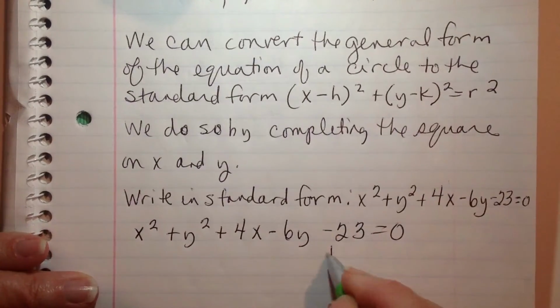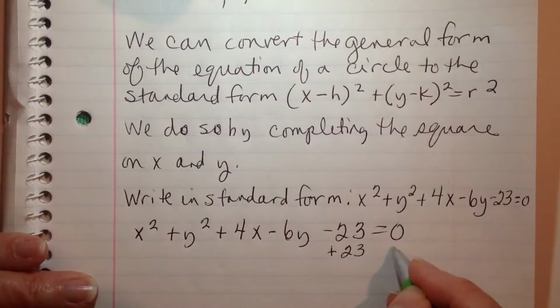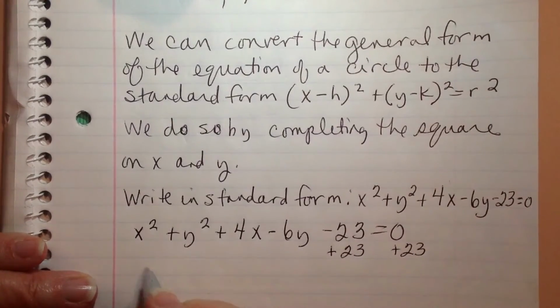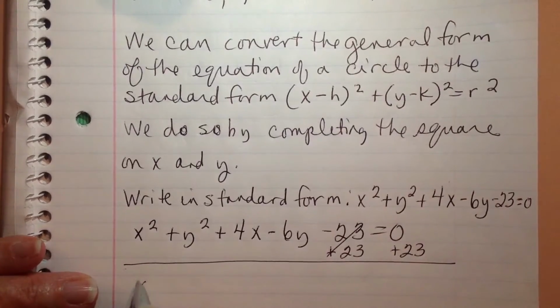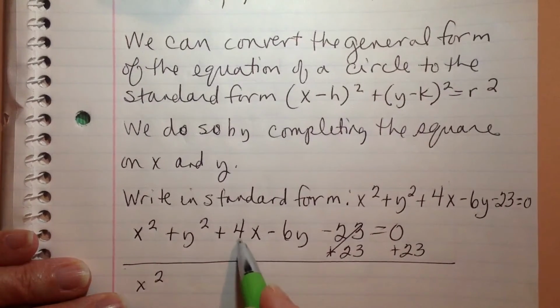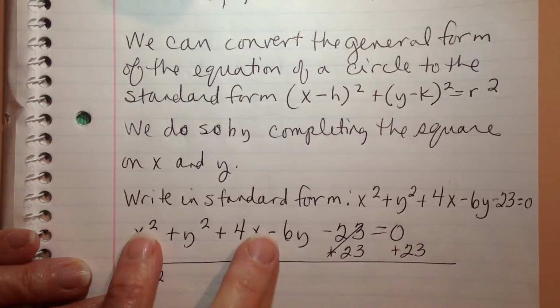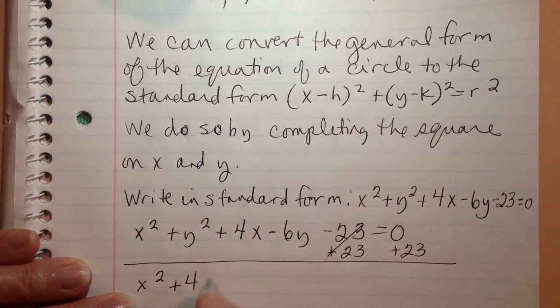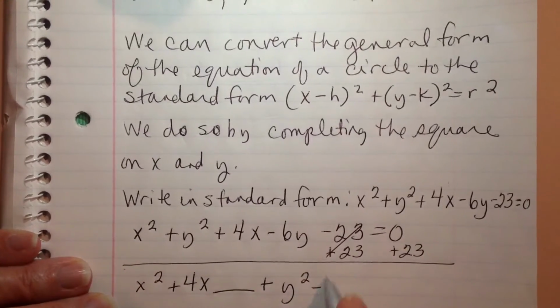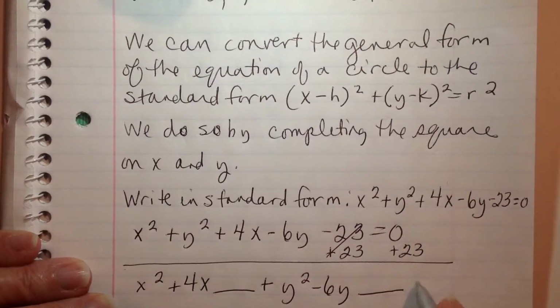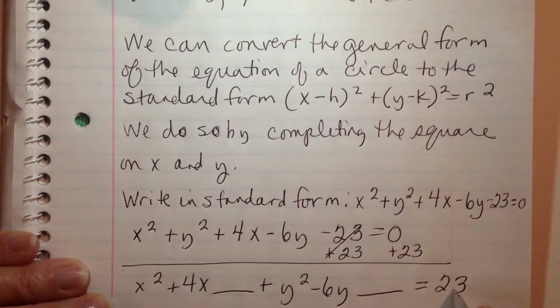So the first thing I'm going to do is add 23 to both sides. If you add 23 to both sides, you end up with x squared. Now what I'm going to do also is put my two x's together: x squared plus 4x with a blank, plus, let's put my y's together, y squared minus 6y with a blank equals 23.